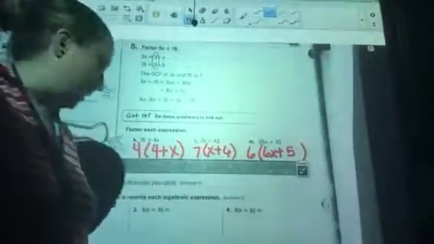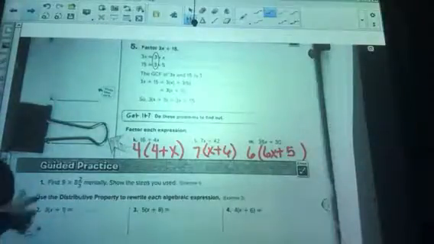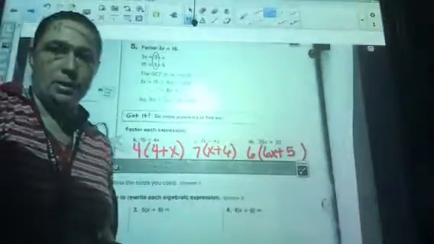This one is really complicated and it's tough. I want you to go ahead and stop there. Tomorrow we're going to try this guided practice together.